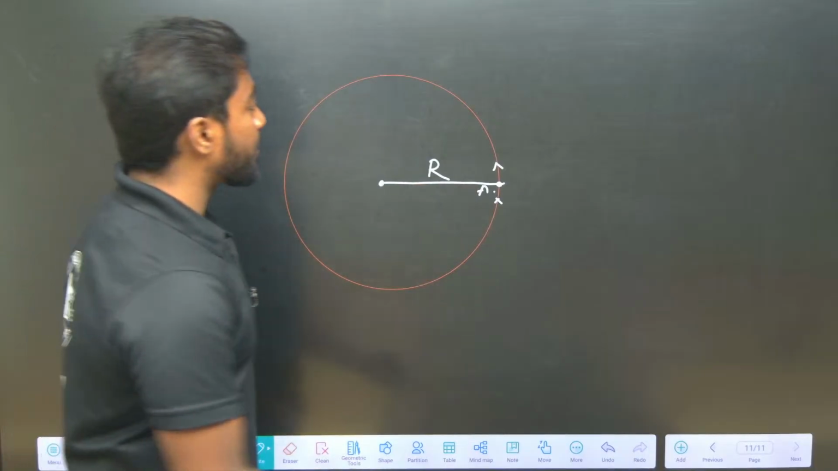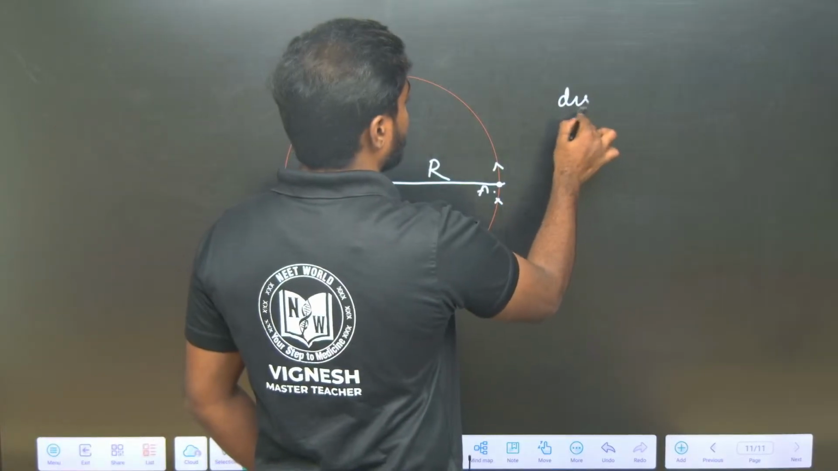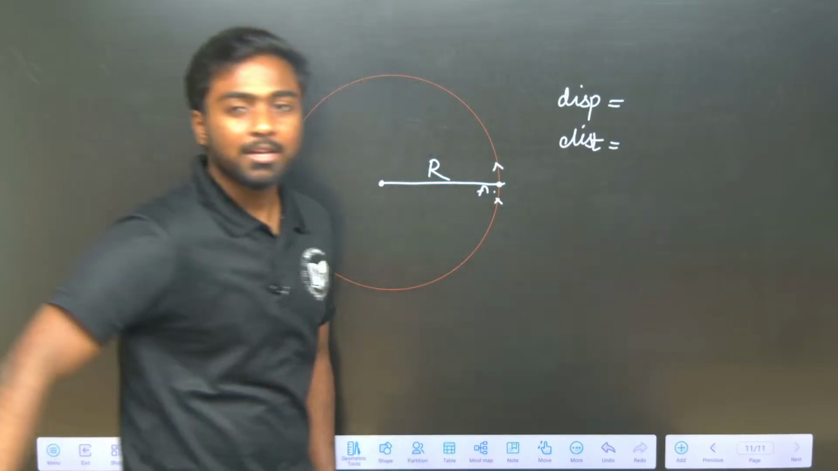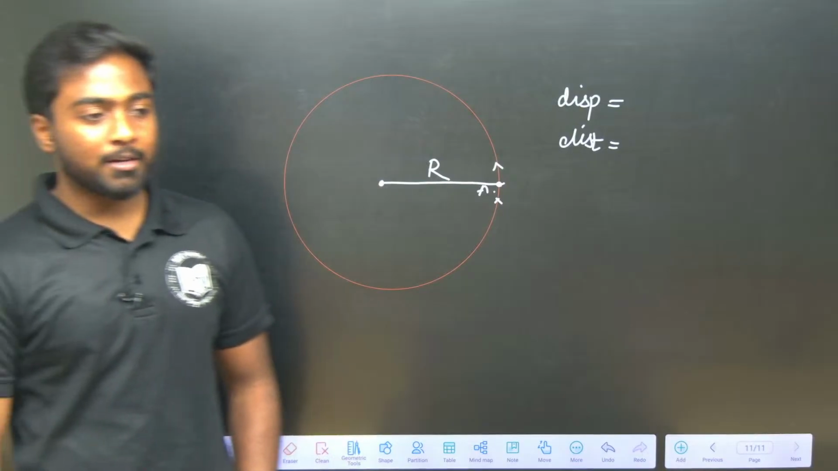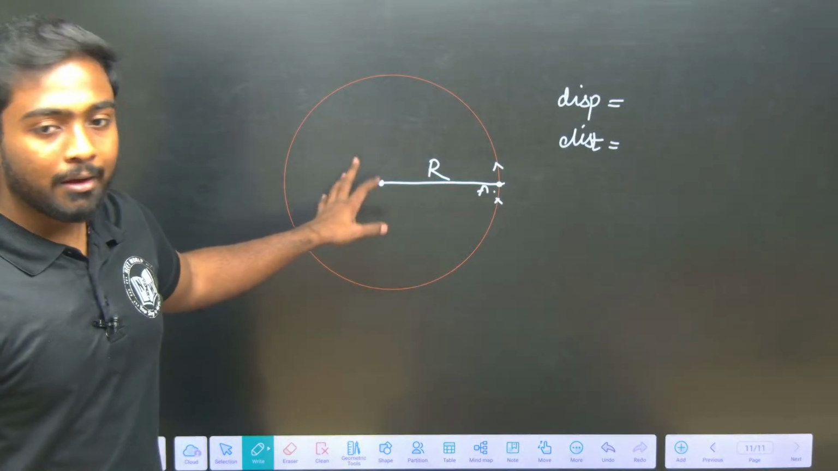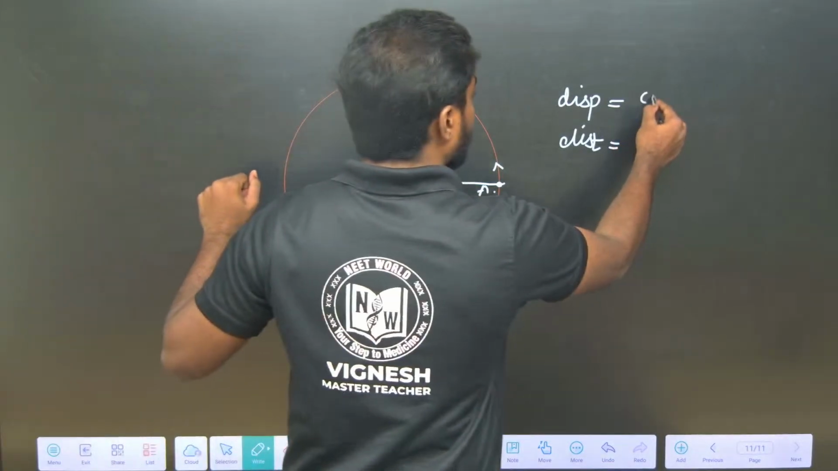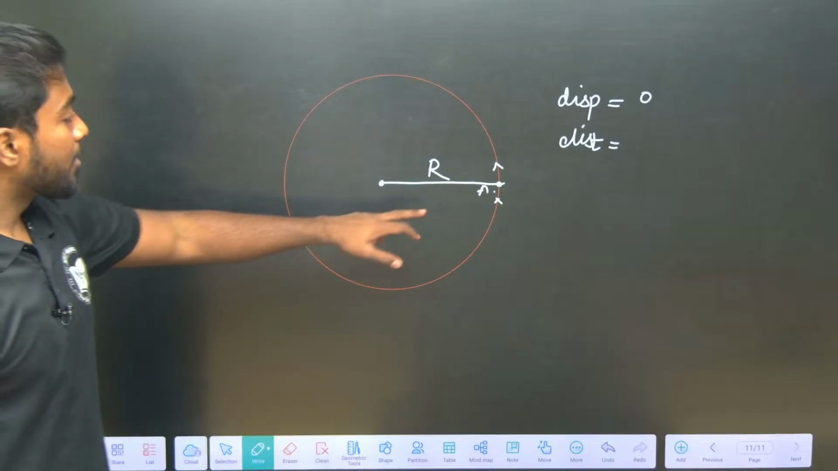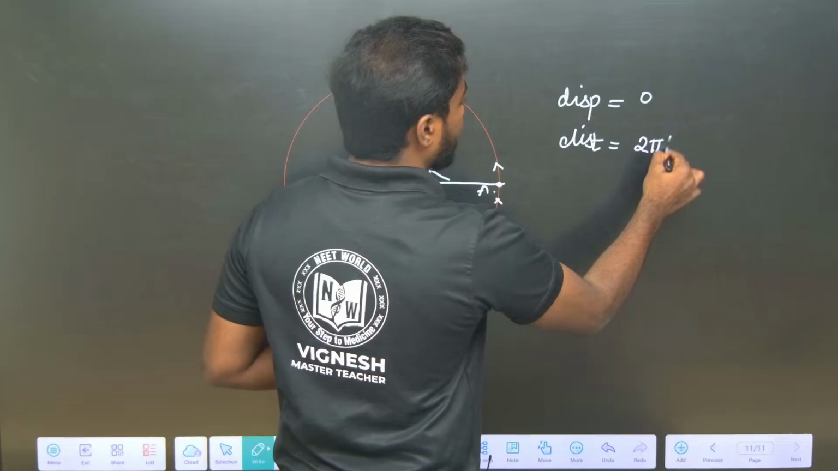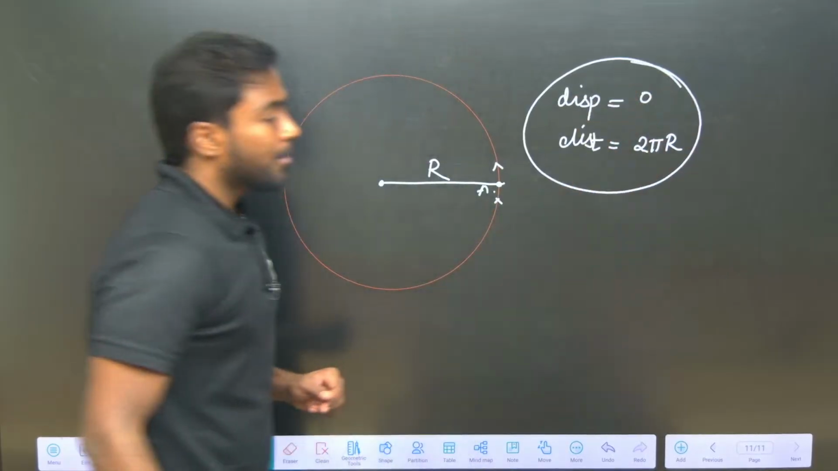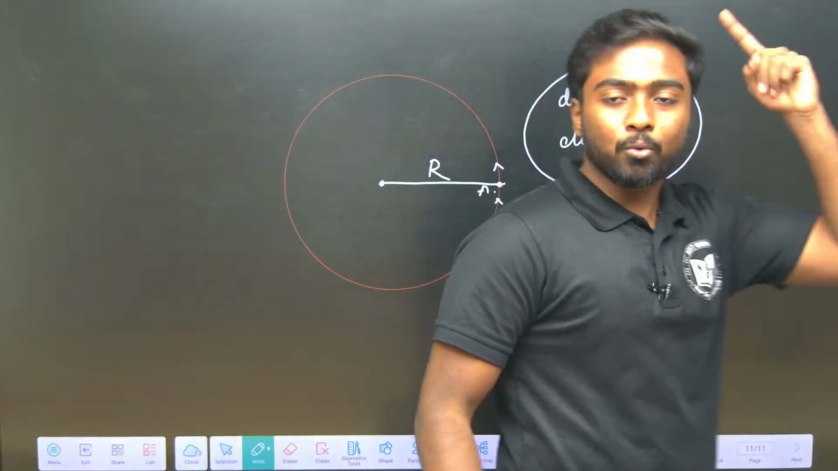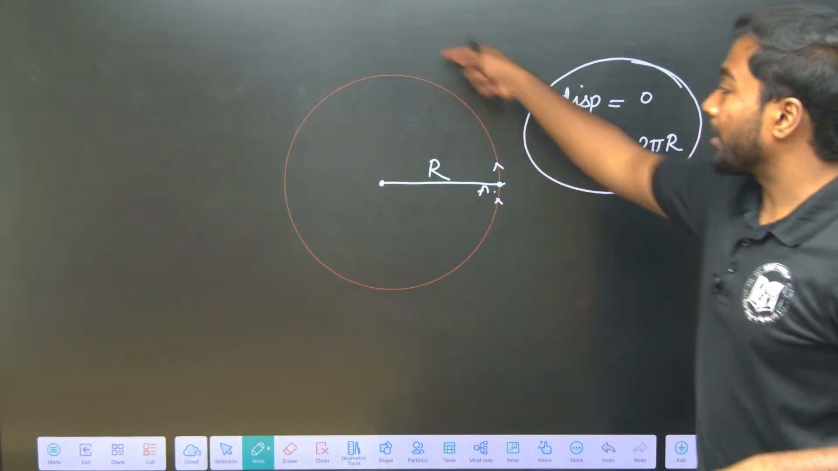So, what is the displacement and what is the distance of the object? Displacement: initial position A, final position also A, so the answer will be 0. What about distance? The circumference of the circle, 2 pi r. These are my displacement and distance when it starts from point A and comes to the same point A. Only one revolution has taken place.